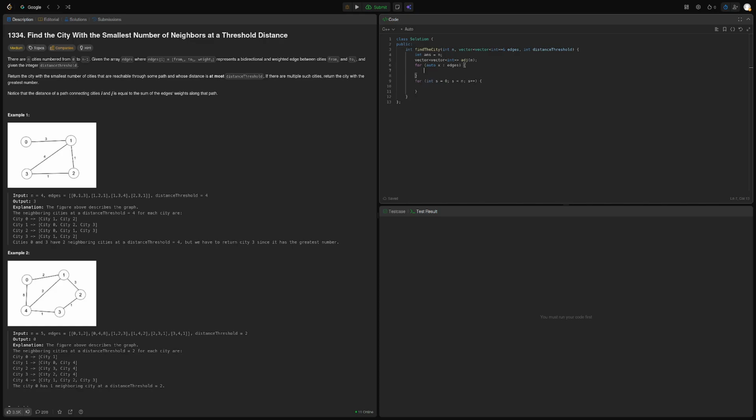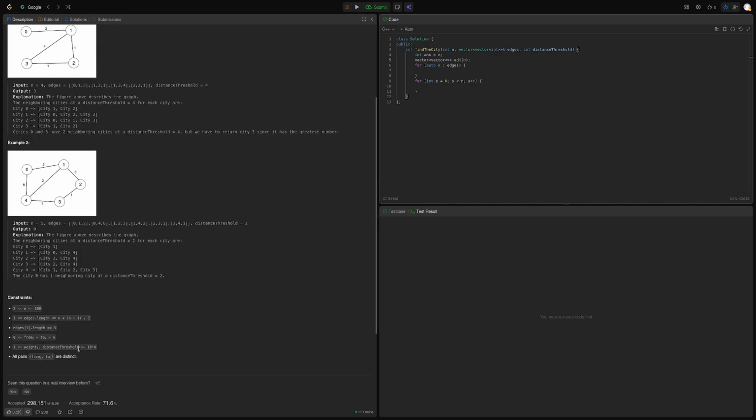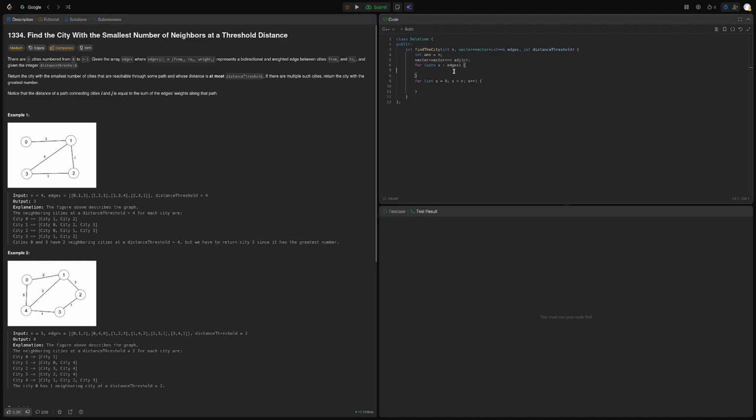Edges, this needs to be like, what are the weights? Weights are up to 10 to the 4, and there can be 10,000 of them, so the max distance can be 10 to the 8. So we can safely use int pair of int. x0 push back x1 x2. Let's put 0 here. Nice.